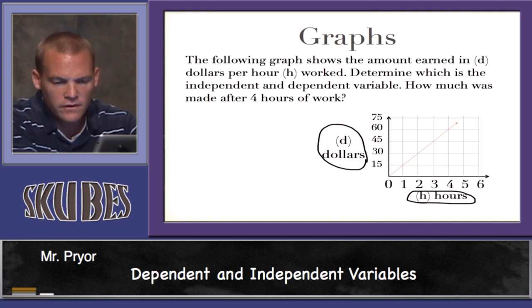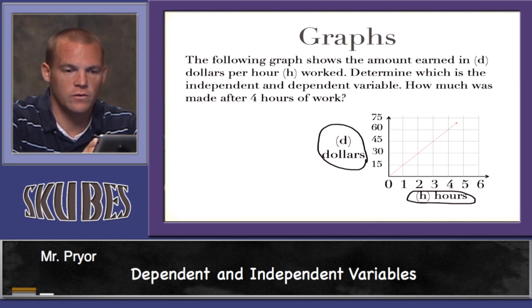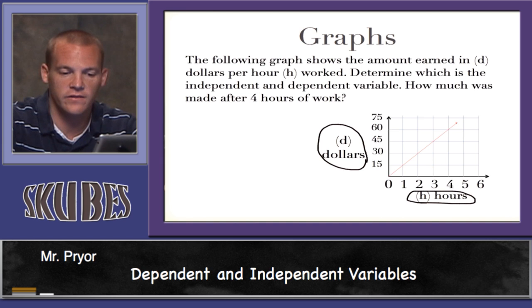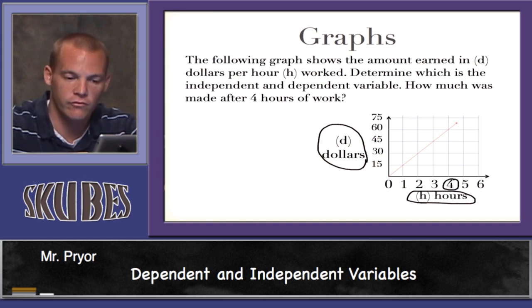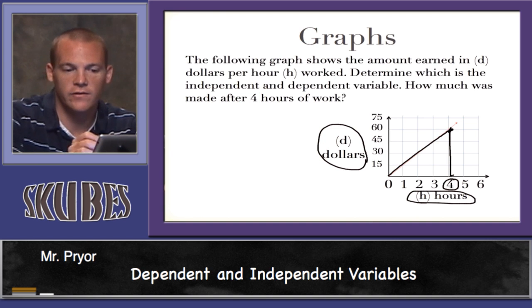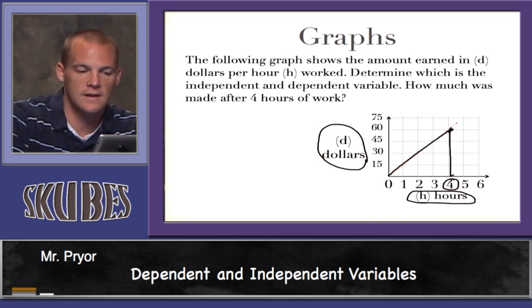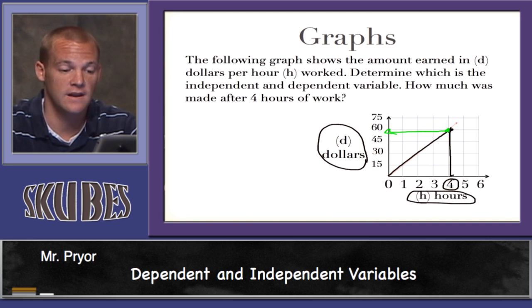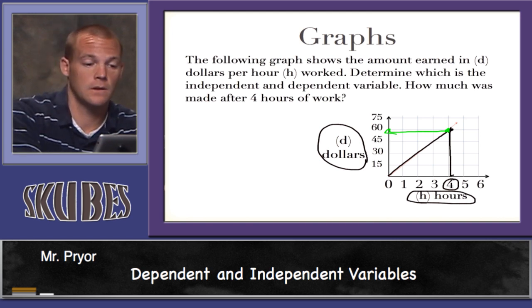All right, so in this case the second question would be how much was made after 4 hours of work. Well, what you can do here is come out to where you worked 4 hours, which would be right here, and then shoot directly up your graph, and wherever the line meets is going to be your solution. So you can see here, because the line meets at that particular point, whatever corresponding value to the left is going to be your answer. So in this case, it will be $60.